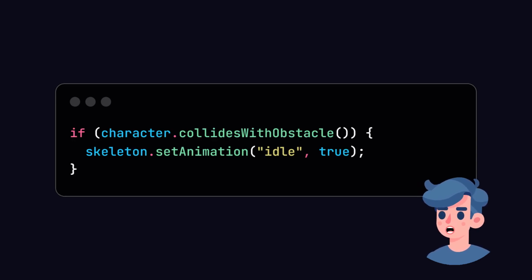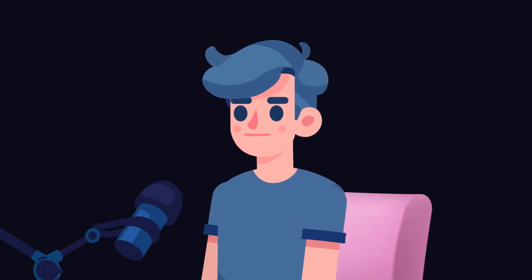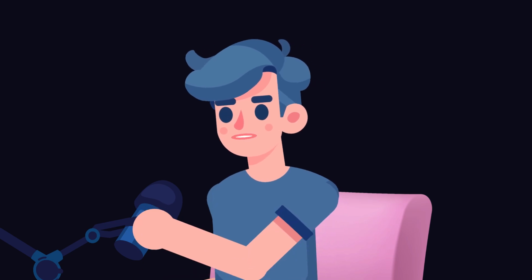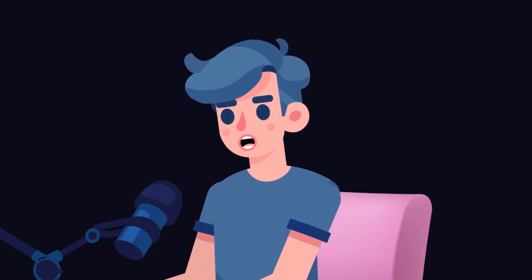Now, let's talk about controlling character behavior. Often, characters need to respond to the game world. You can include logic that reacts to collisions or other interactive elements. In this logic snippet, we check if the character collides with an obstacle. If it does, we change the animation to idle. This kind of behavior helps create more engaging and interactive games.